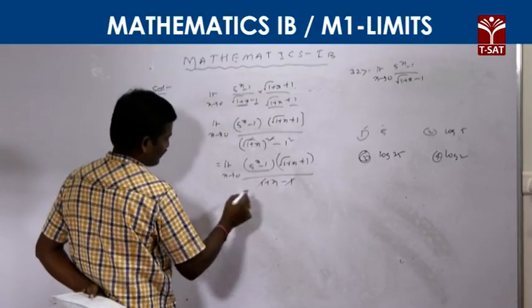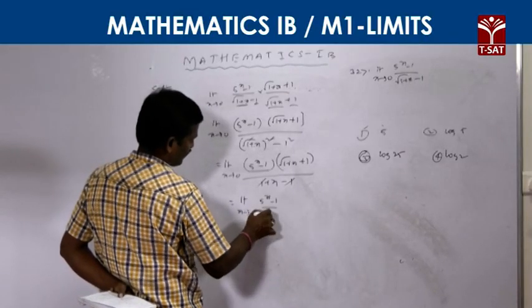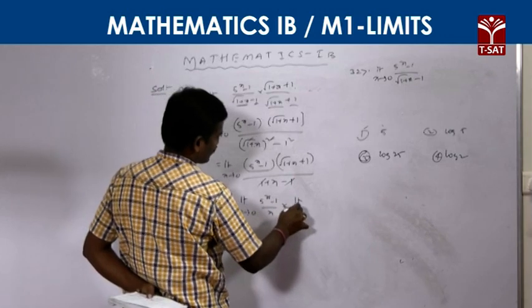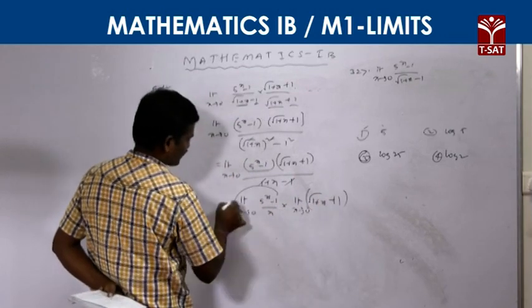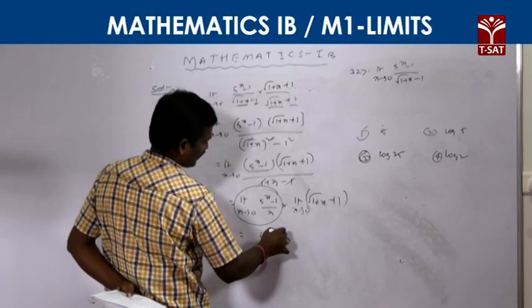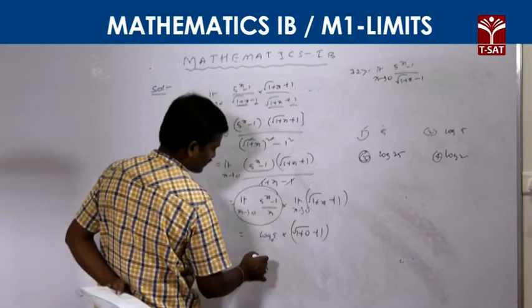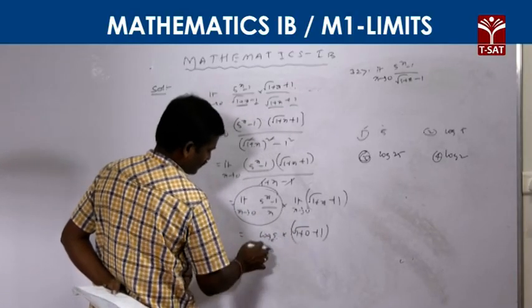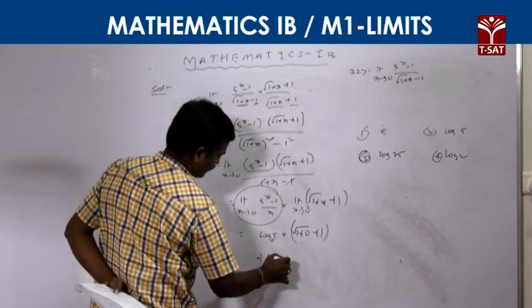So here we separate the standard limits. The limit as x tends to 0 of 5 power x minus 1 by only x is there, and the limit as x tends to 0 of root of 1 plus x plus 1. This is nothing but the standard limit log 5 to the base e, into 1 plus 0 plus 1 in brackets. So root 1 is 1, 1 plus 1 is 2, giving 2 log 5.